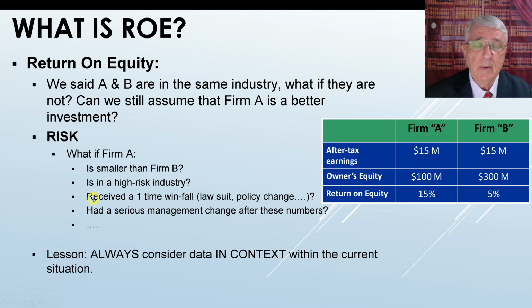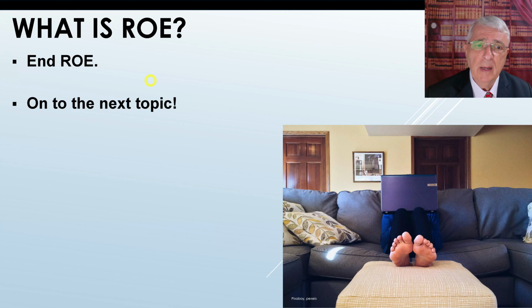What if Firm A received a one-time windfall? So they won a lawsuit, they had some policy change in government, and now they are earning money just because of that one-time thing. Or what if they had a serious management change after those numbers? So the lesson here is always consider data in context within the current situation. It is easy to jump back to the original situation and say Firm A, Firm B, you can't tell. Then you look at the next thing and say, okay, well, 15 on 100 is much better than 15 on 300, but context.